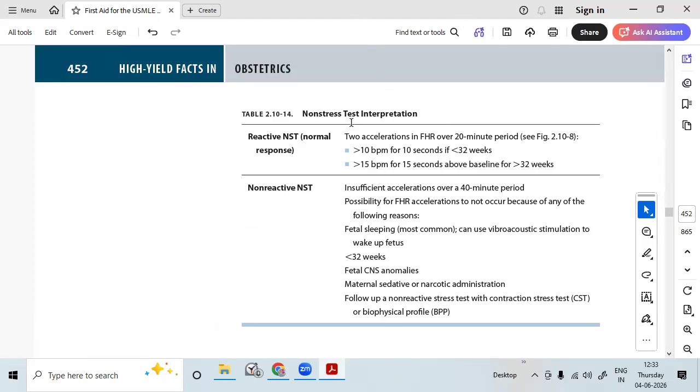We do a non-stress test interpretation. This is done in almost all cases. Reactive NST, normal response to acceleration in fetal heart rate over a 20-minute period. This is done during the delivery; they might do it in normal cases, but in high risk, they start earlier on. More than 10 beats per minute for 10 seconds if less than 32 weeks, and more than 15 beats per minute for 15 seconds above baseline for more than 32 weeks.